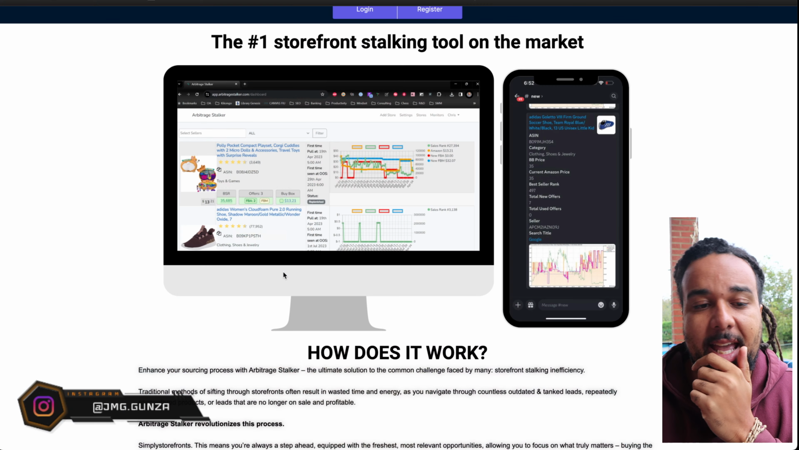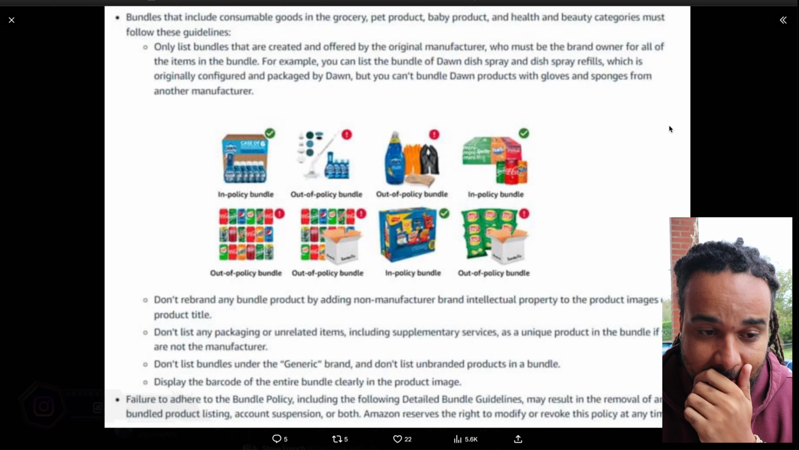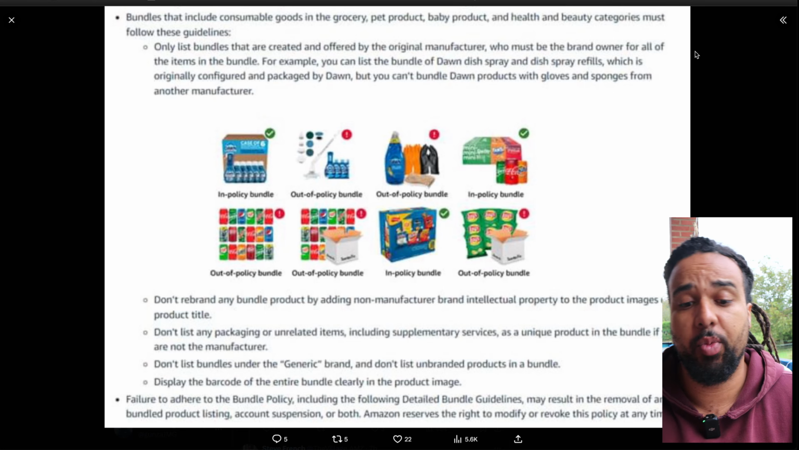So as I said, Amazon is changing a lot of stuff, and we're going to look at this. Amazon is changing a lot of stuff when it comes to bundles, and I've been telling you guys forever.